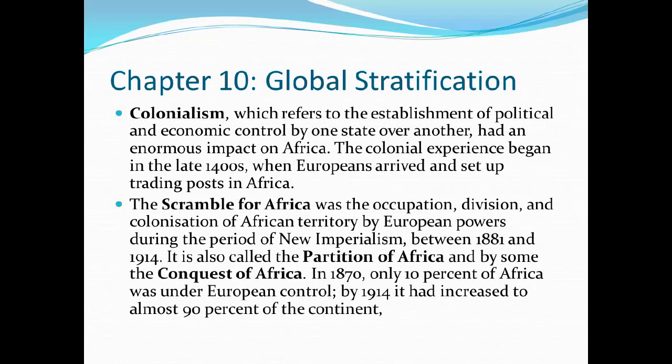In 1870, a long time ago, only 10% of Africa was under European control. By 1914, it had increased to almost 90% of the continent.